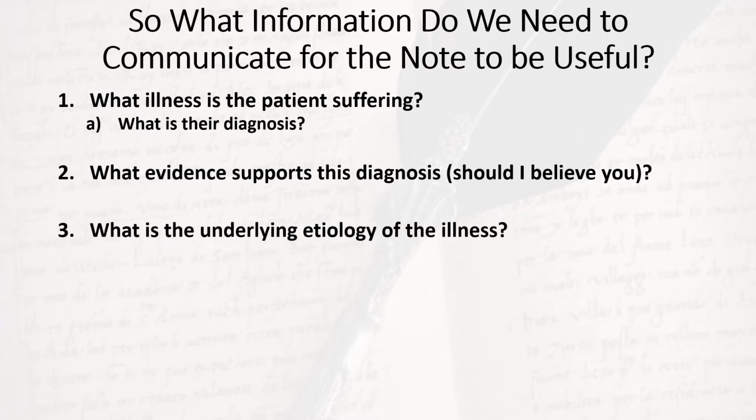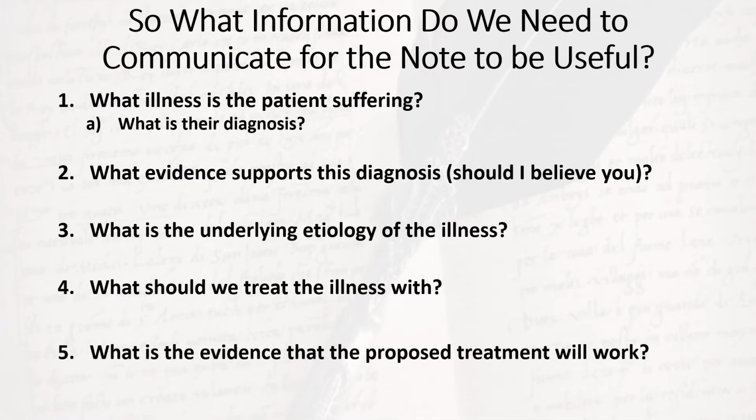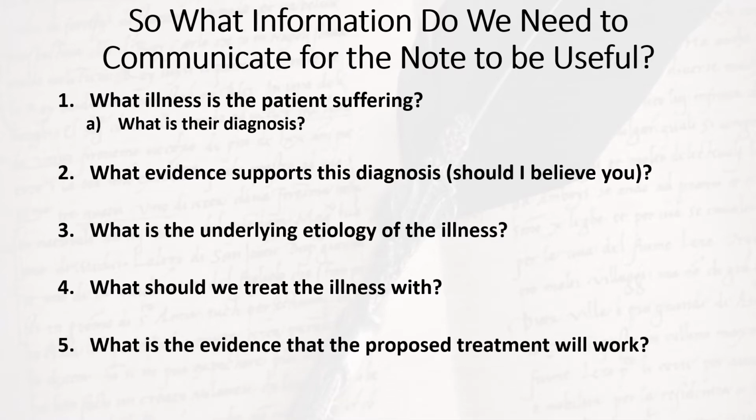What do you believe the underlying etiology of the illness is, if relevant, right? And then what should we treat the illness with? And what evidence is there that that treatment will work? This is essentially a summary of the job of a physician, right? We go through all this training in order to be good at figuring out what illness does this person have and why do I think they have that and what should we do about it, right? So we really want to make sure that we're communicating this fundamental aspect of our job in our notes.